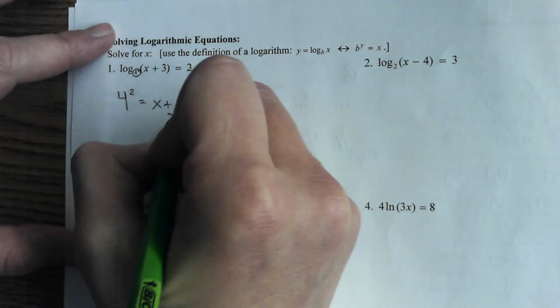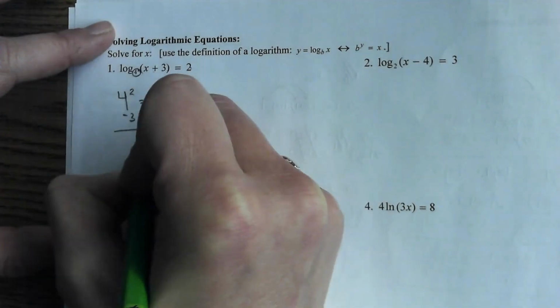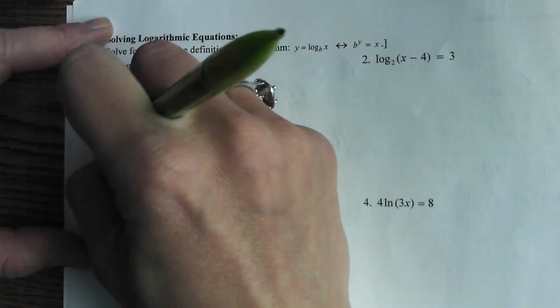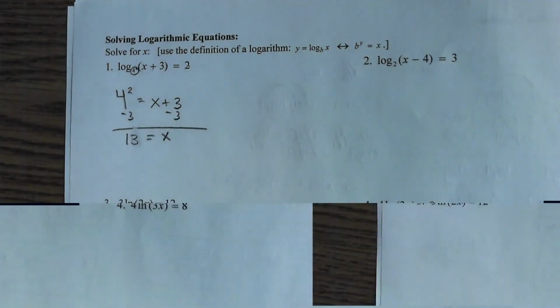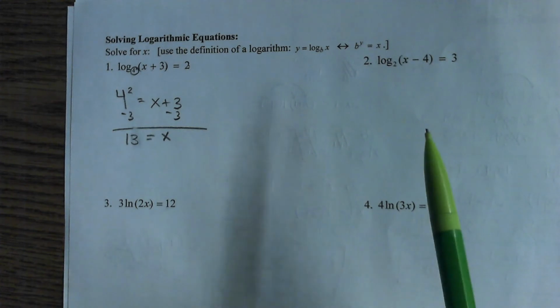So subtract 3 from both sides, and x equals 16. That one, or x equals 13. That one was easier because the log was already isolated. Number 2 is going to be the same thing.